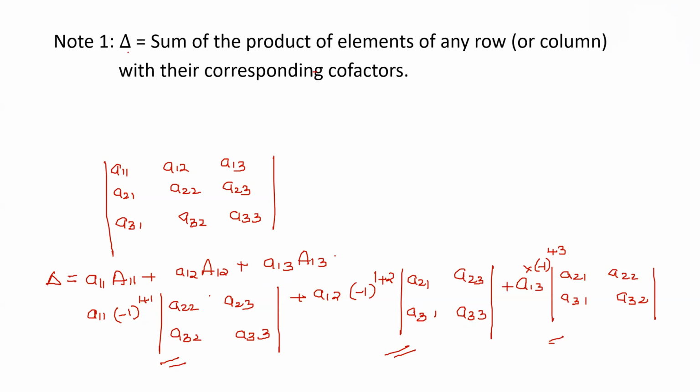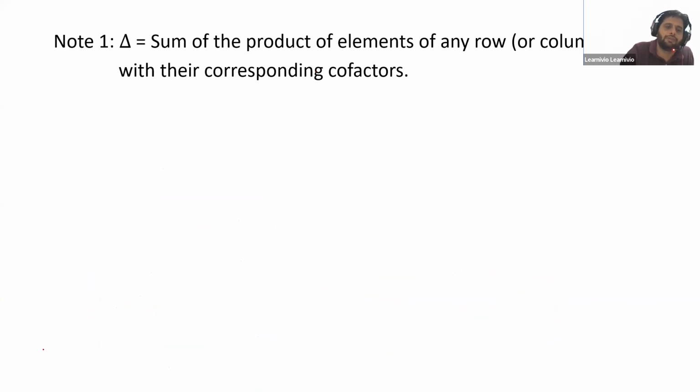Yes, sir. Okay, Abdur. So that's why if you take any row and multiply and add the corresponding cofactors, you will get the value of the determinant. This is the first one.